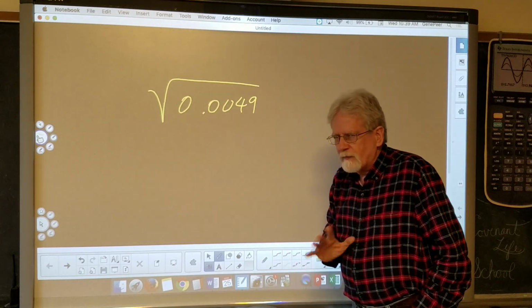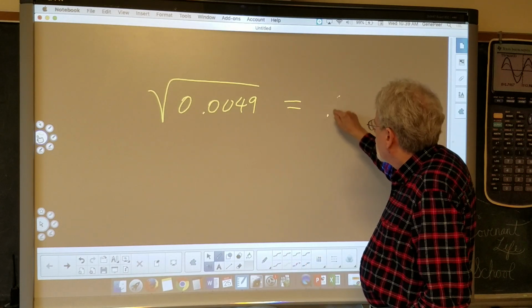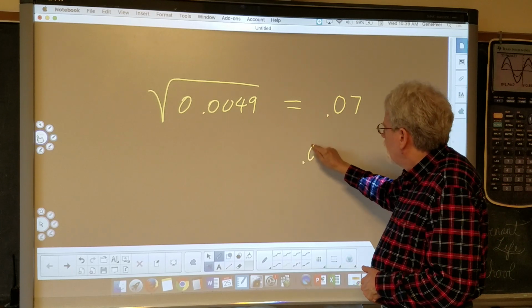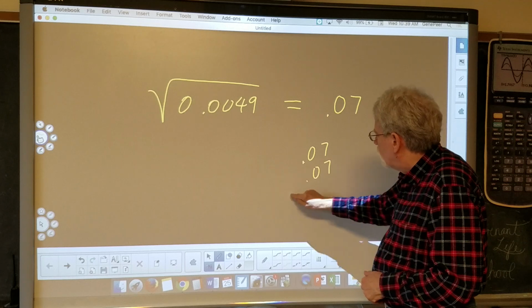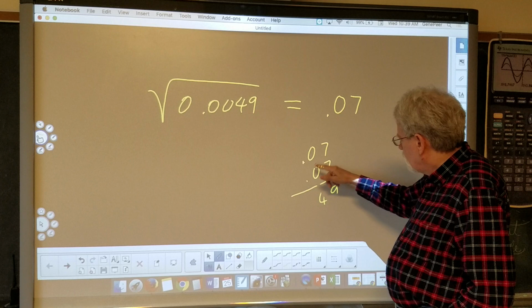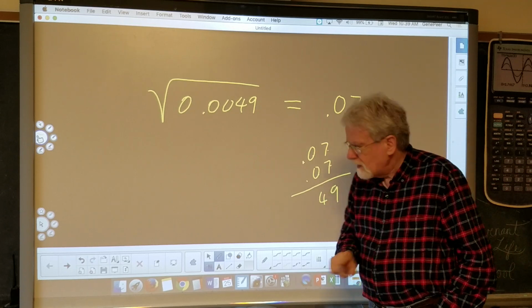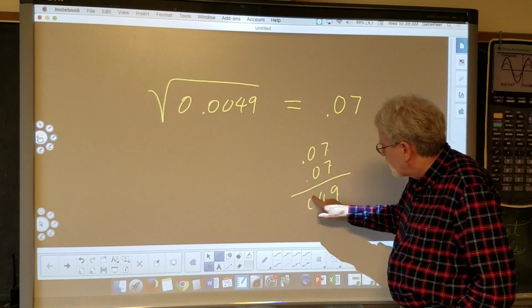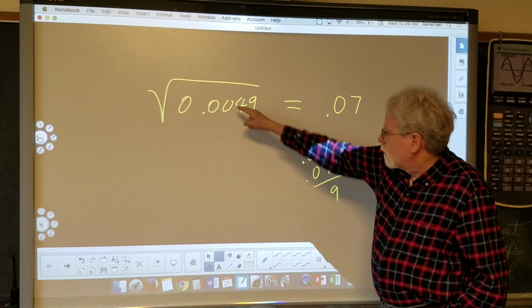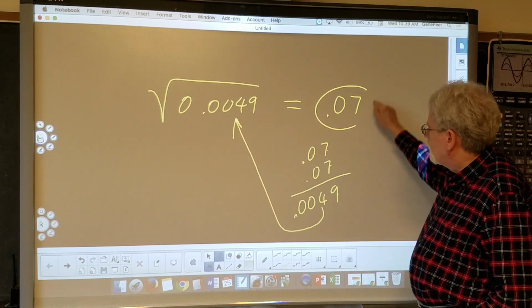Well, hopefully you remember something about how decimals work with multiplication. This turns out to be 0.07. Why is that? Because what's 0.07 times 0.07? Do you remember your basic arithmetic? 7 times 7 is 49, and we're done. But we have 1, 2, 3, 4 decimal places. So we must have 1, 2, 3, 4 decimal places here as well. So 0.07 works. So your result is 0.07.